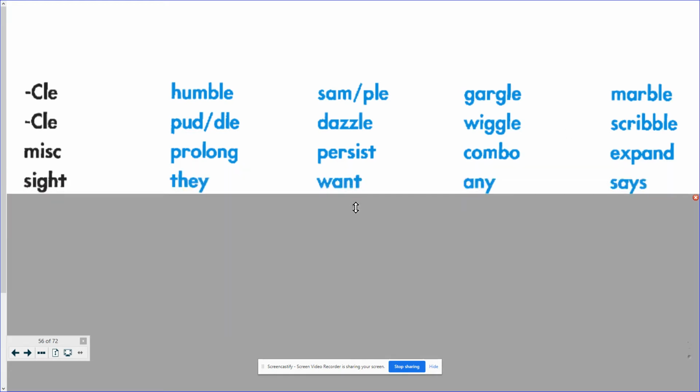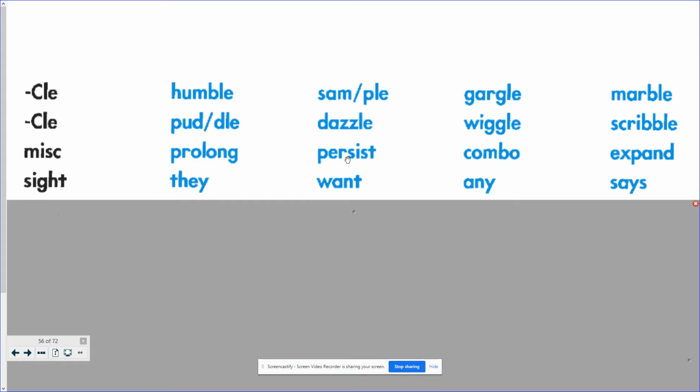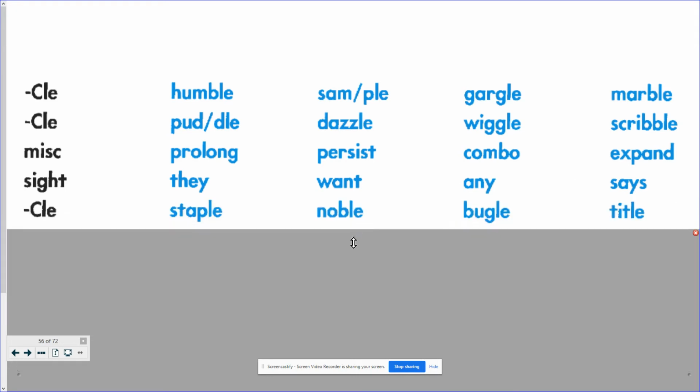Sight. Oh, these are the sight words you should know. They. Want. Any. Says.